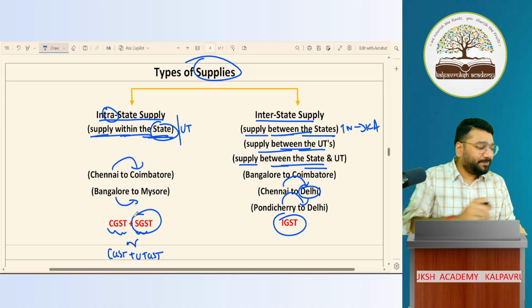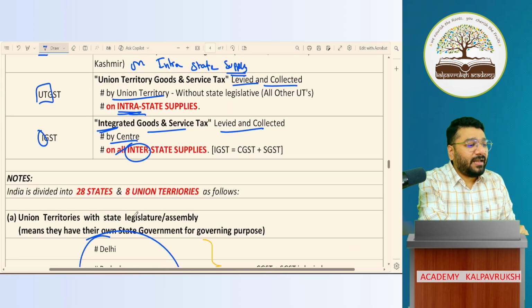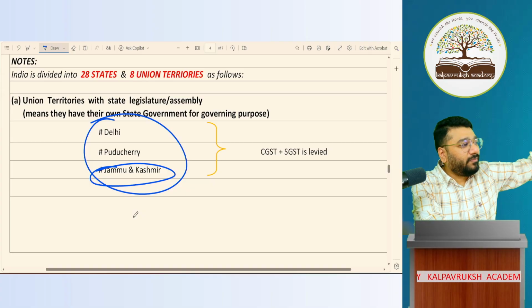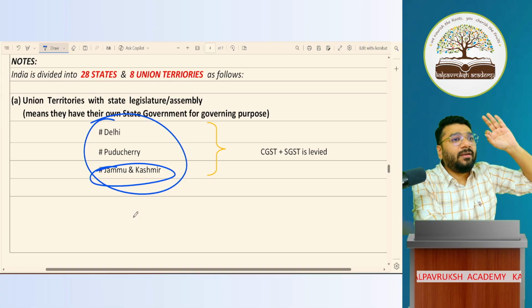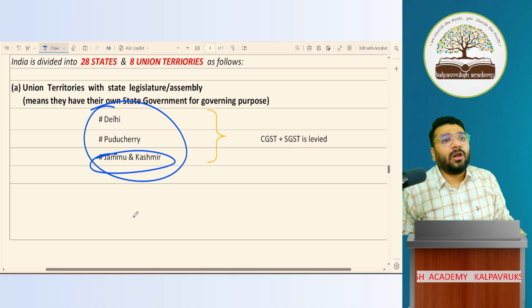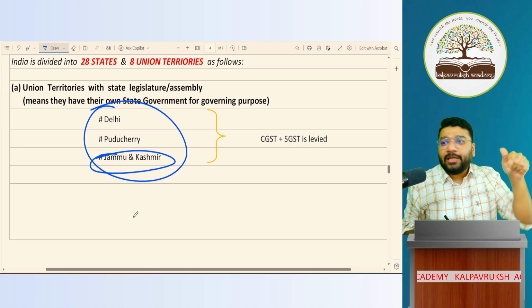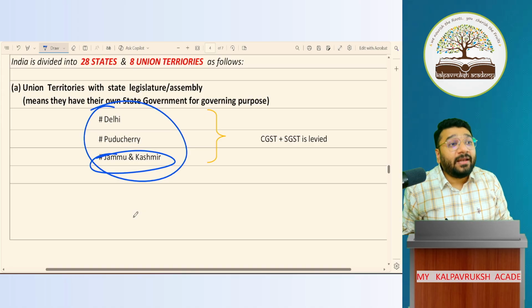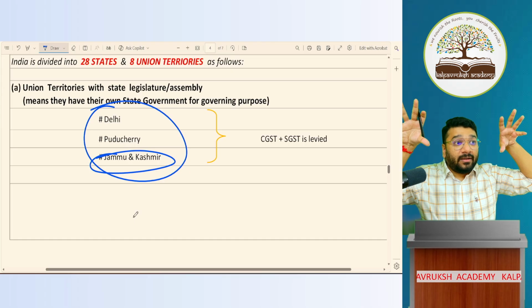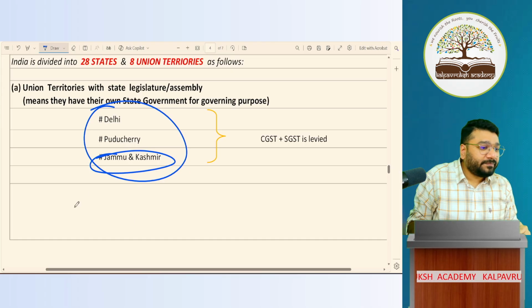Listen very carefully. This information, I bet none of your friends studying in any other academy, or those who have passed out, will know. I'm giving you one important piece of information. Eyes, ears, all wide open. Now I'm telling you the reason why I've split the union territories into 2 categories, 3 separate and 5 separate.